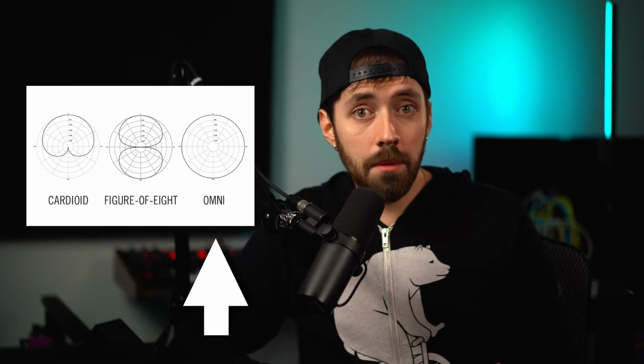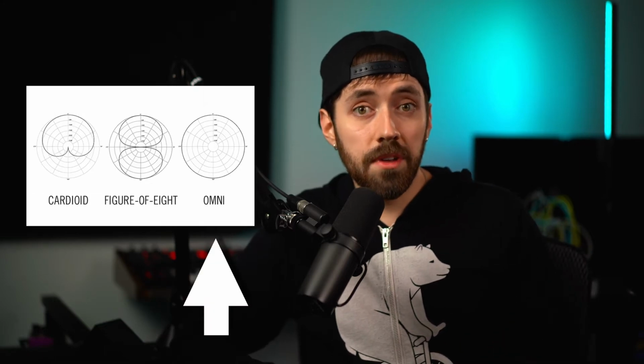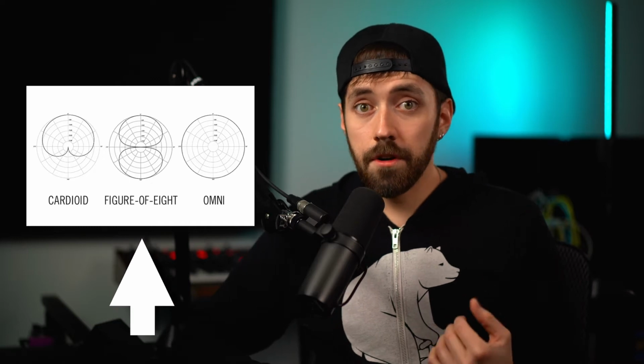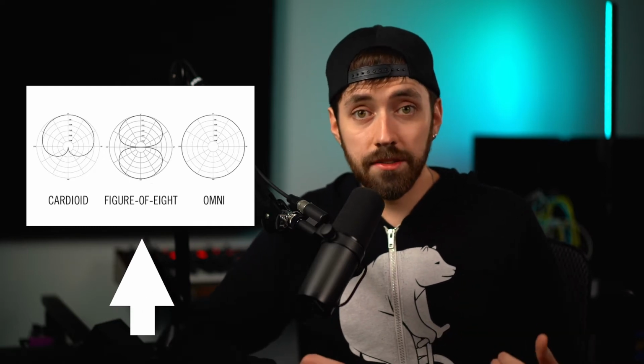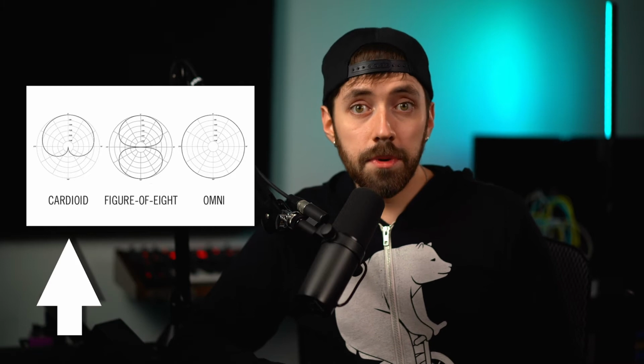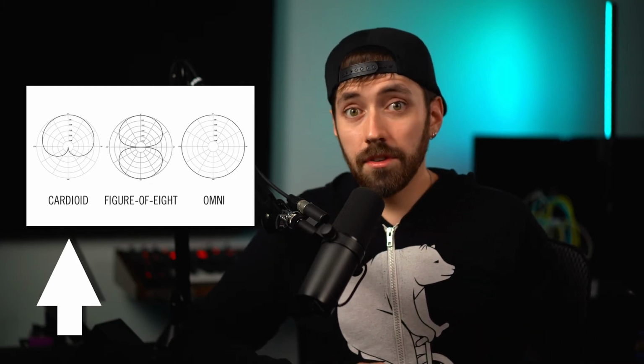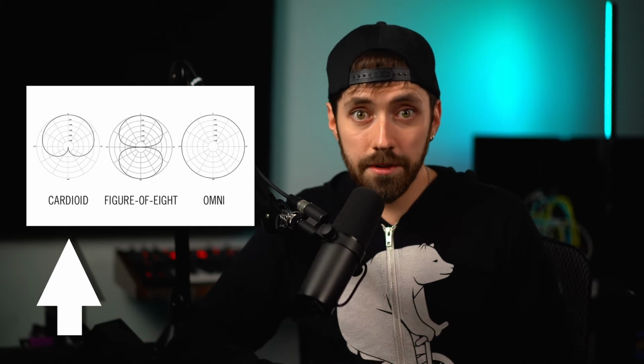There are many different types of polar patterns, but popular ones include omni or omnidirectional, which picks up sound from 360 degrees around the mic. Figure 8, which picks up sound from the front and back of the microphone while rejecting sound from the sides, and cardioid, which picks up sound from the front of the microphone and rejects sound from the back. That polar pattern kind of looks like a heart shape, hence the name cardioid. And there are many different ones in between these, but those are the main ones. So let's get into a few different types of microphones, how they work, and what they might be good for.